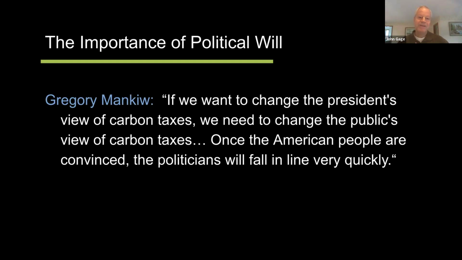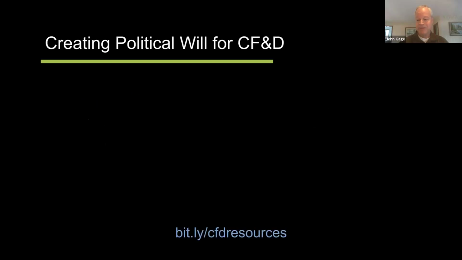Gregory Mankiw said, if we want to change the president's view of carbon taxes, then we need to change the public's view of carbon taxes. Once the American people are convinced, the politicians will fall in line very quickly. Of course, Congress also. The reason why 40 instead of 400 members of Congress are going to the En-ROADS demo is because their voters and the public are not telling them this is a top level issue.